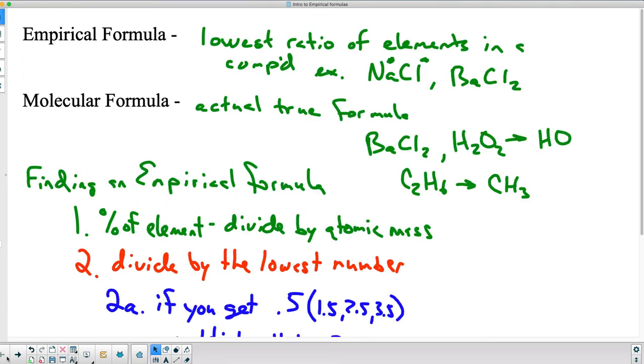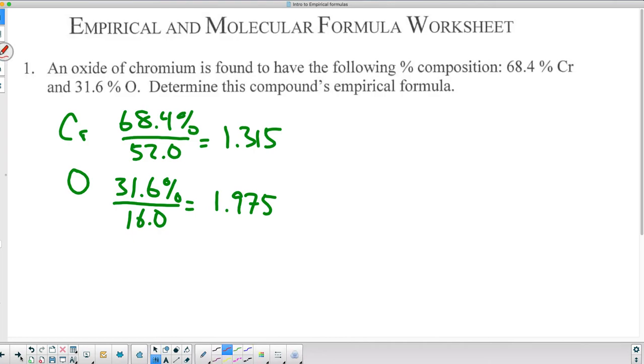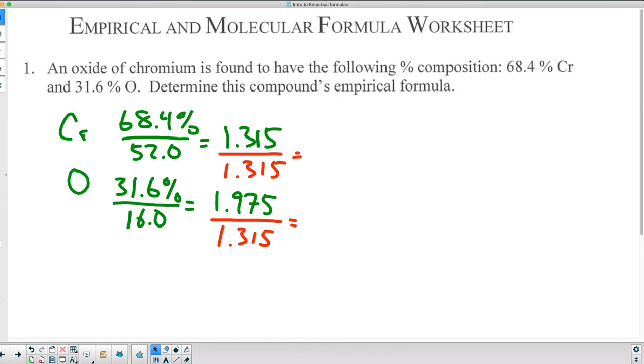So now we're going to do the second step. The second step is divide by the lowest number, okay, and that's going to be in red. So clearly between these 2 numbers here, the lower number is 1.315. Okay, so it looks like I'm going to get a 0.5 immediately here. So all I do is take the 1.975 and divide that by 1.315.